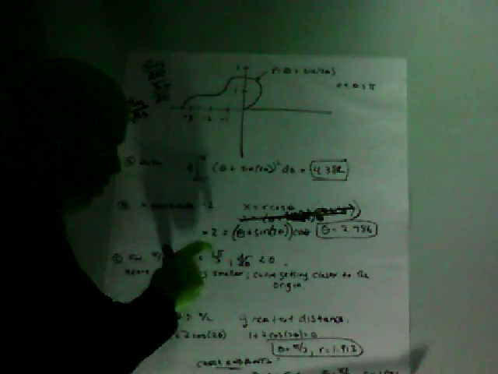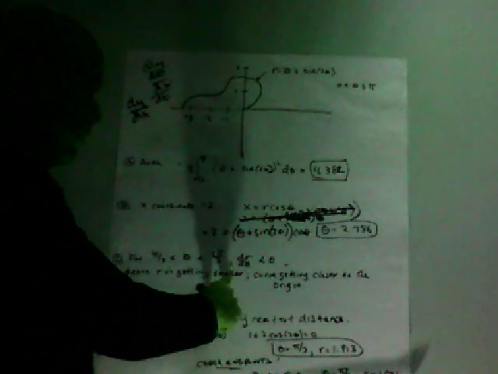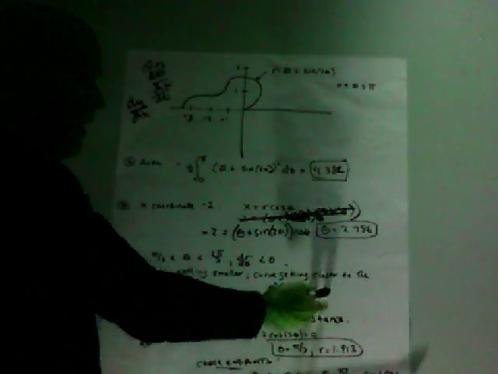So what's going on here is theta changes over this interval. R is getting smaller, which means the curve is getting closer to the origin.